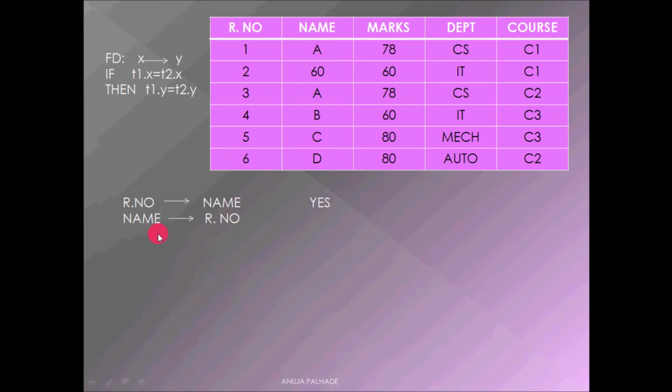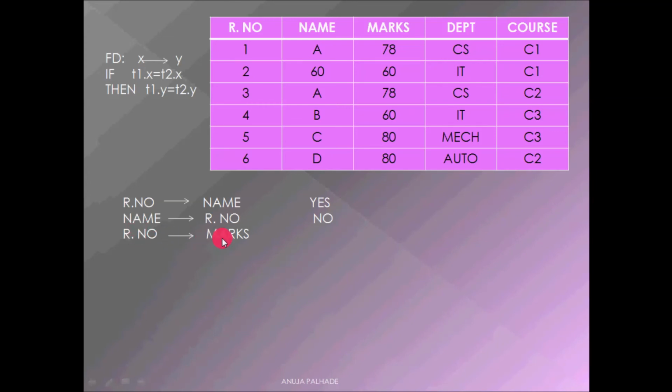Now what about name determines roll number? Is there any matching case? Yes, these two tuples are matching. So the first condition becomes true. Now we have to bother about the next, must condition. Roll number is y here. So is 1 equal to 3 here? No. So this is not functionally dependent.